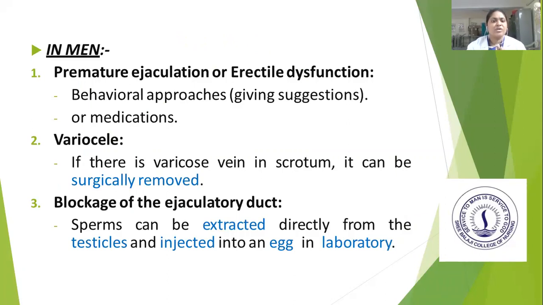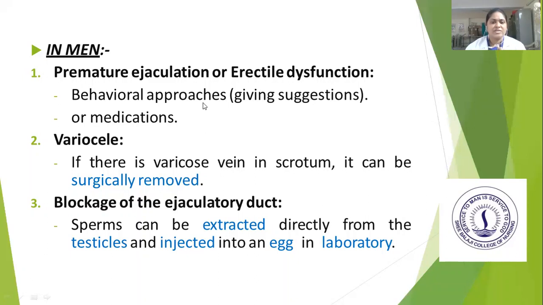Next, in men, what are the problems? Premature ejaculation or erectile dysfunction, for which behavioral approaches can be used. We can give suggestions to this type of patients. In order to prevent erectile dysfunction or premature ejaculation, we have to advise them on a lot of behavioral changes in their lives and certain medication in order to prevent the premature ejaculation or erectile dysfunction.